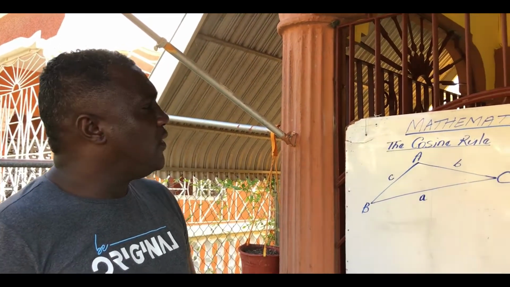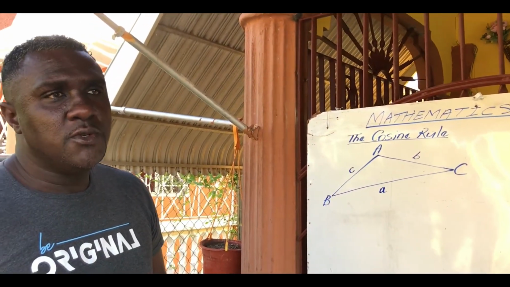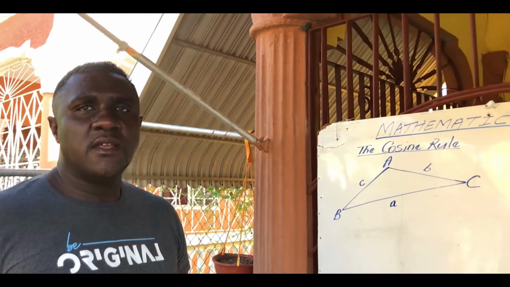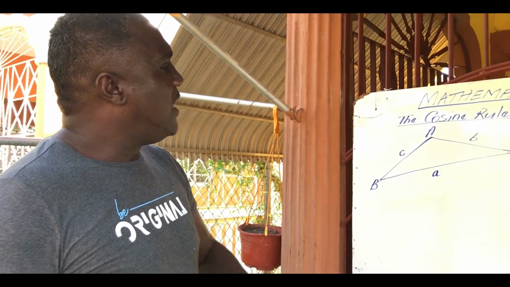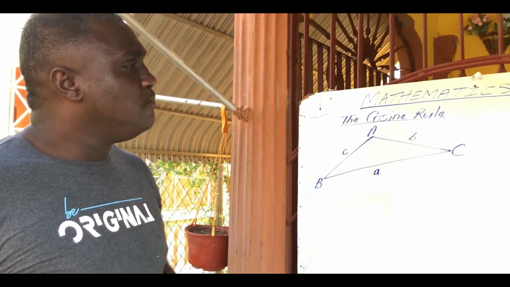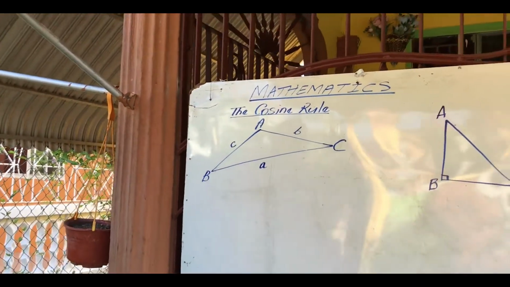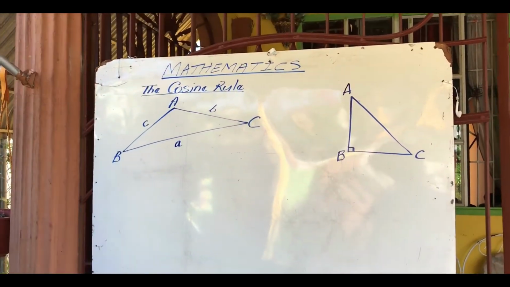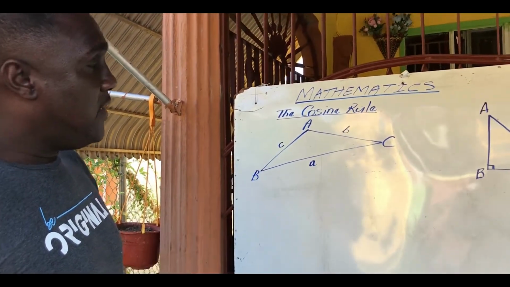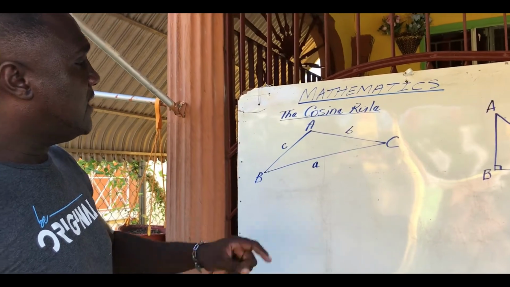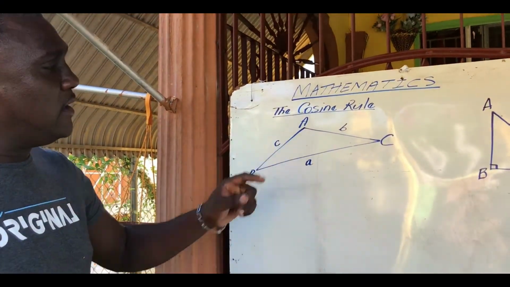This morning we'll be looking at a topic called the cosine rule. If you are going to do trigonometry as a subject or as a topic in mathematics, then you have to know about the cosine rule. The cosine rule is a rule that is used to solve for either a side of a non-right angle triangle or an angle in a non-right angle triangle.